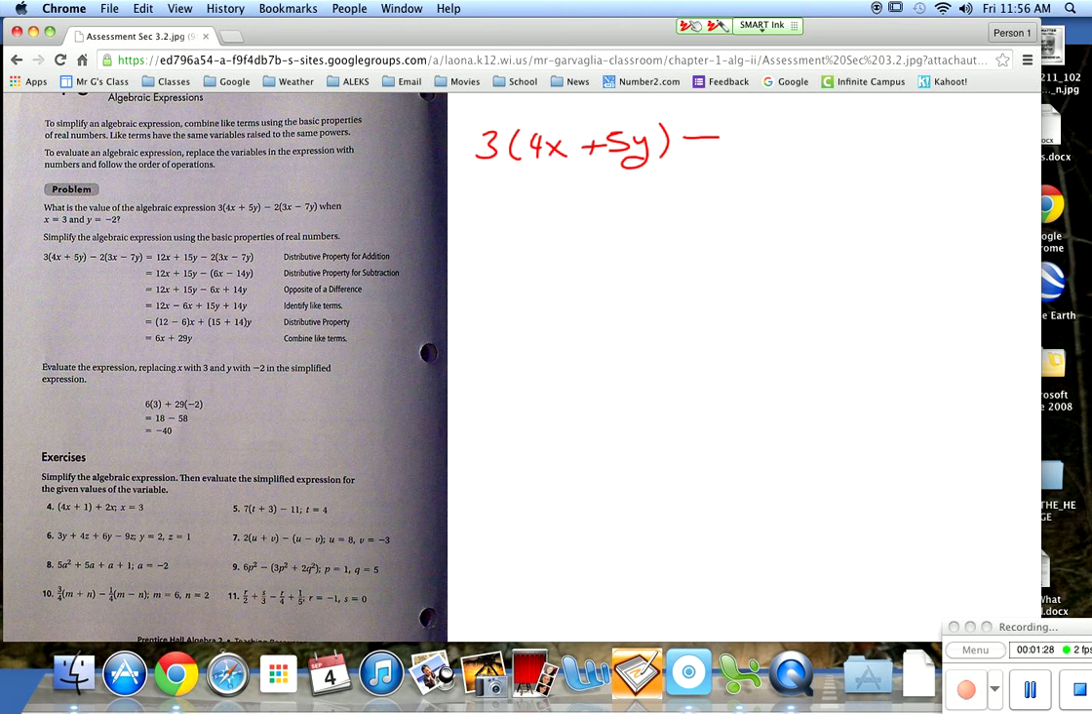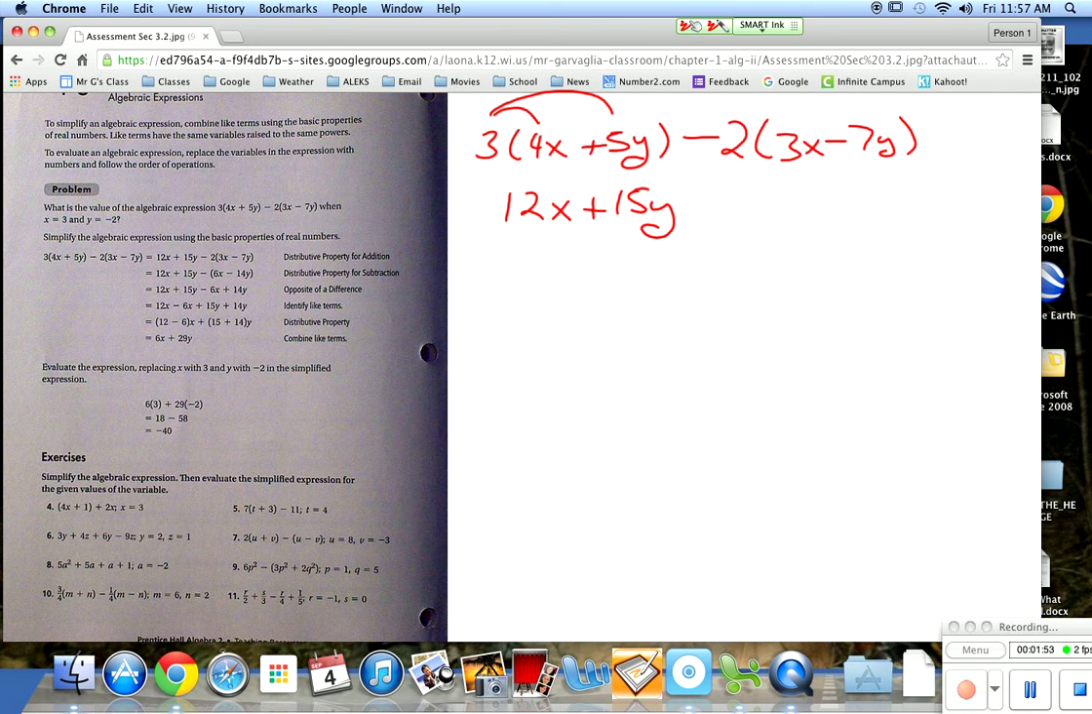And then we have 2 times (3x minus 7y). I'm going to take a look at this first. I'm going to multiply my 3 through. 3 times a 4, 3 times a 5. I come up with 12x plus 15y. Remember, when you multiply that 3 through, it has to go through both of these.